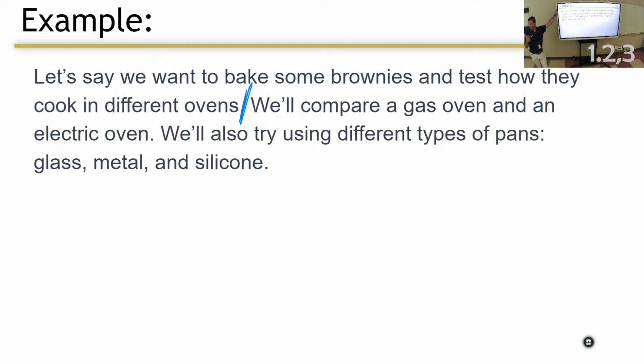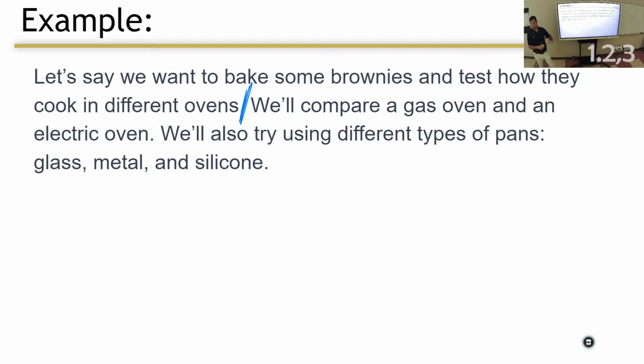But not only do I want to test ovens, I also want to use different types of pans, because the pan may also have an effect on that. And so I'm trying to control all this. So I have a gas oven and electric oven, and I have a glass pan and a metal pan and a silicone pan, and I don't know if that's even true, but I made it up. Y'all okay? So now my experimental units are still the brownies.